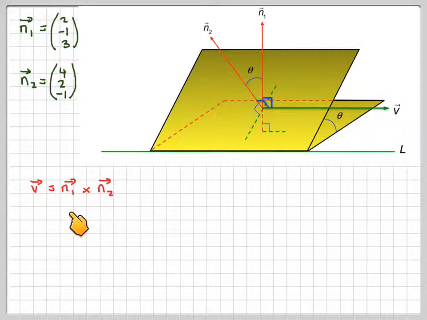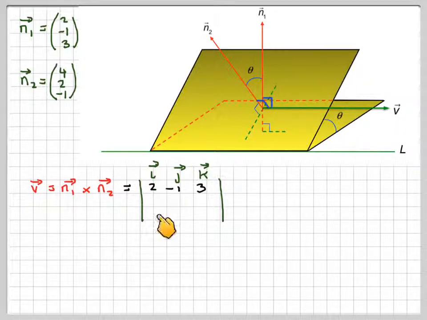We need to find the cross product of n1 and n2, the vector product. Remember, we set up i, j, k and use the determinant method. Write down the first vector, 2, minus 1, 3. Write down the second vector, 4, 2, minus 1. Then we cross off this column and find the determinant of what's left.